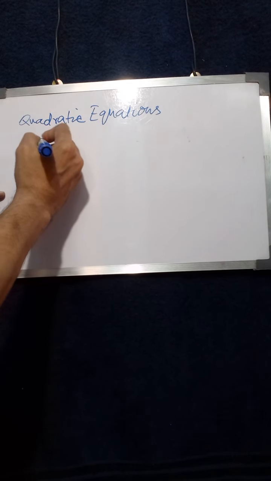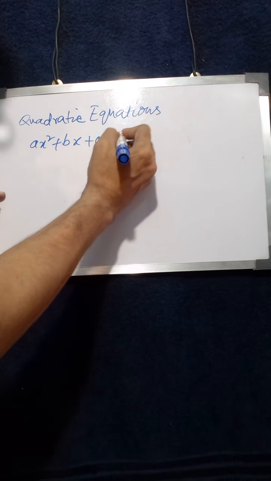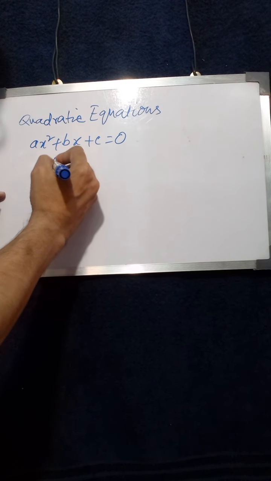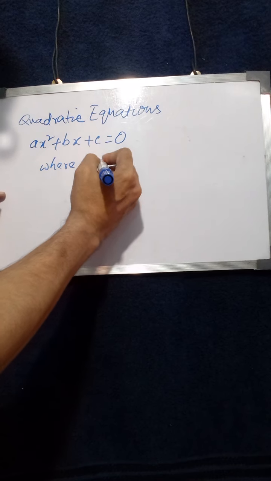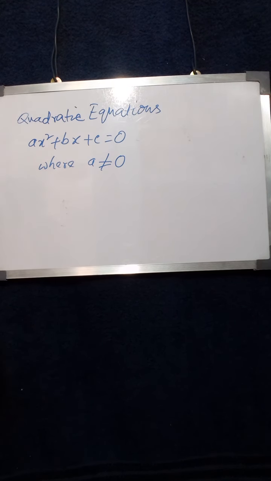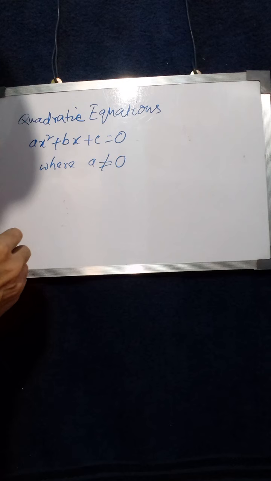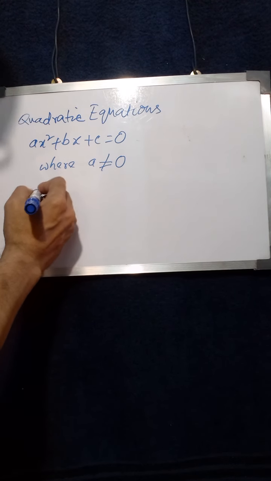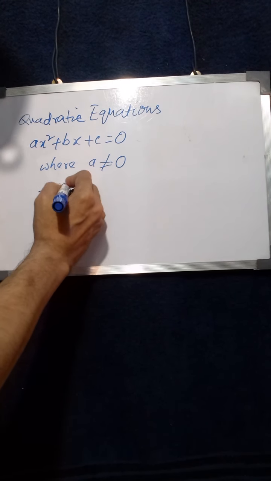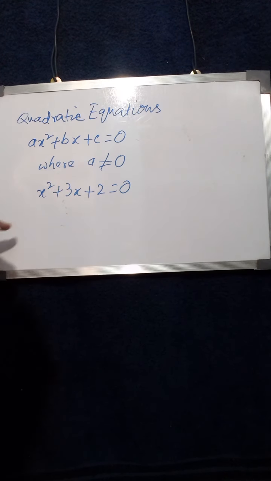We may write it as ax square plus bx plus c is equal to 0, where a must not be 0. This type of equation is called quadratic equation. We have to remember this thing. For example, if we write say x square plus 3x plus 2 is equal to 0.